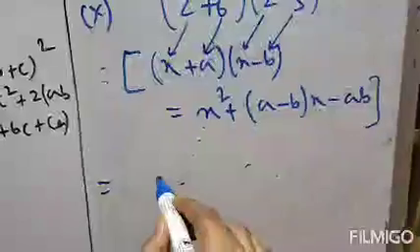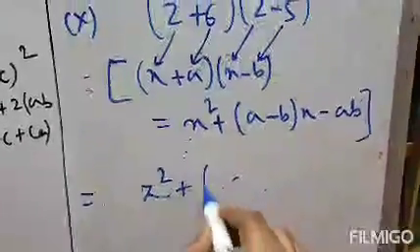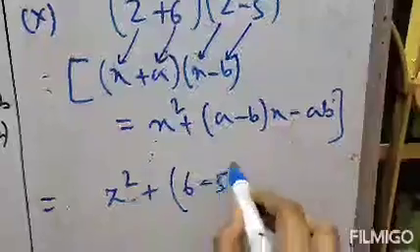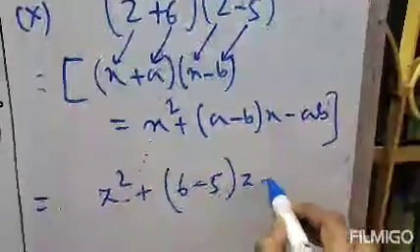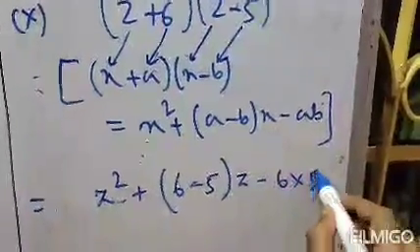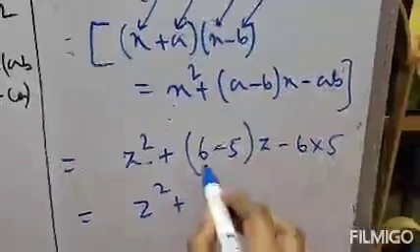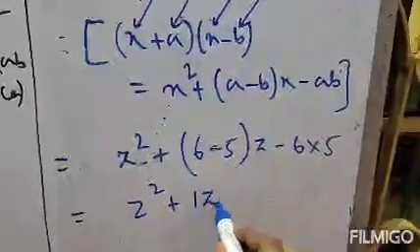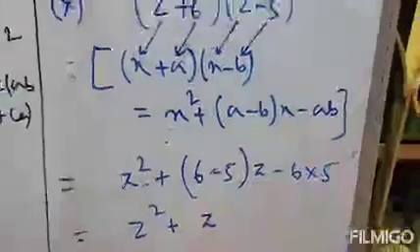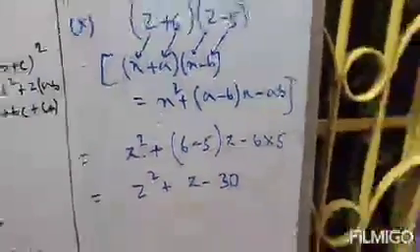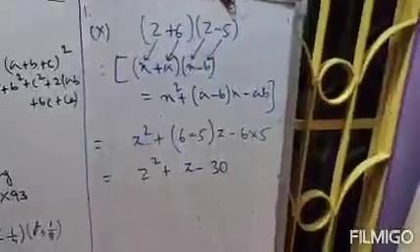So value of x is here z, that means z square, plus a minus b. A is your 6, b is your 5, that is 6 minus 5. x is z minus ab. A is 6, b is 5. Therefore z square plus 6 minus 5 is 1, and this is z, so we need not write 1, so just write z minus 30. So this is your answer, z square plus z minus 30. Clear? Next question.